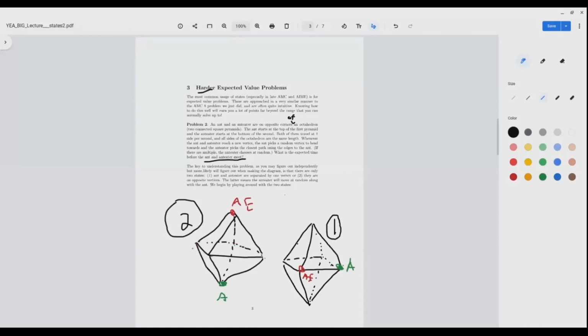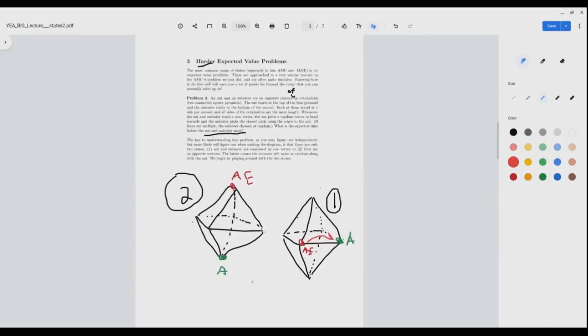So the latter means that the anteater will move at random along with the ant, and the former means that the anteater will take the shortest path toward the ant. There's only one way, and it's this way. So we can begin by playing around with the 2 states. Let's start with 1. 1 is probably easier. We know where the anteater is going to move already.